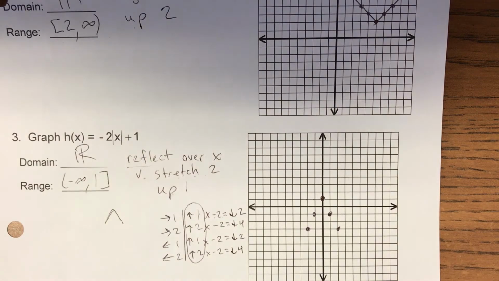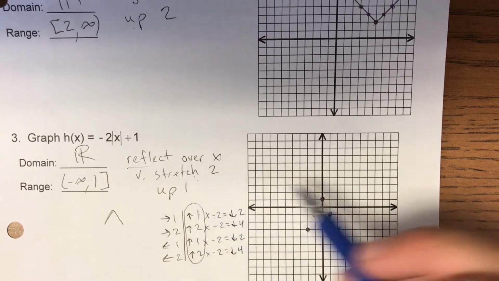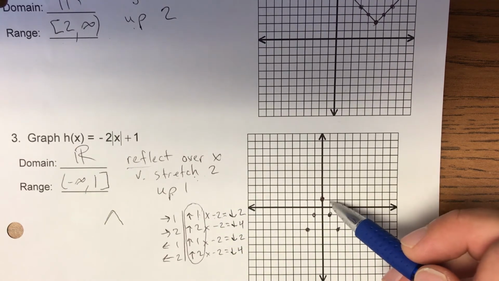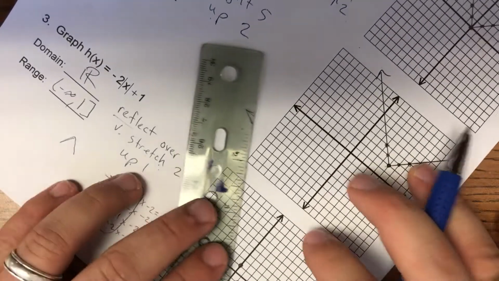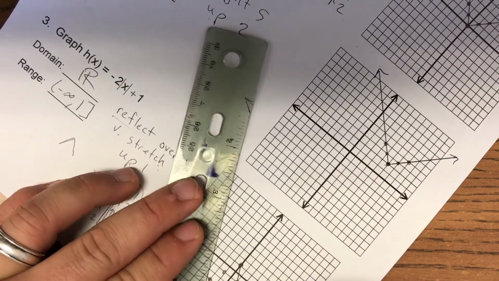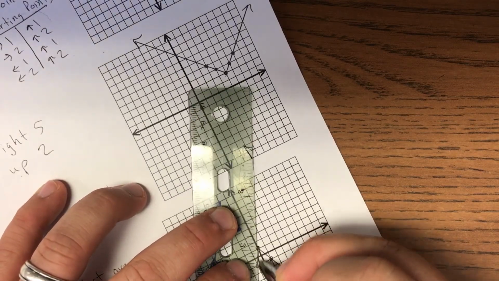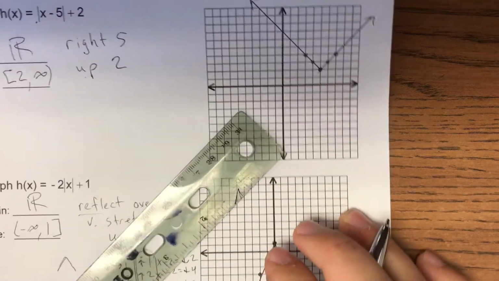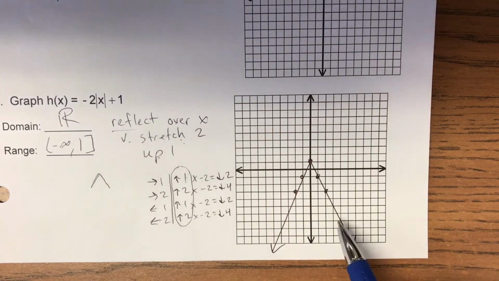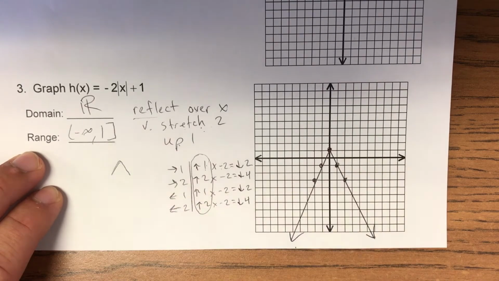And so from the starting point, the left and right didn't get changed, but the vertical component did, and it doubled. Since the vertical stretched by 2, instead of going down 1, we went down 2. All the vertical components were multiplied by 2. All right, so there's my new graph, and just to check, my domain is all real numbers. My range does go from -infinity to +1.